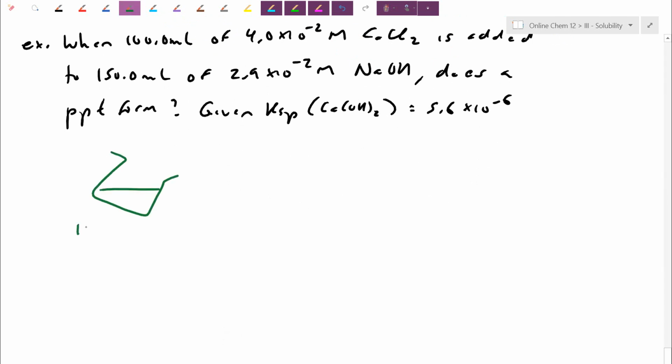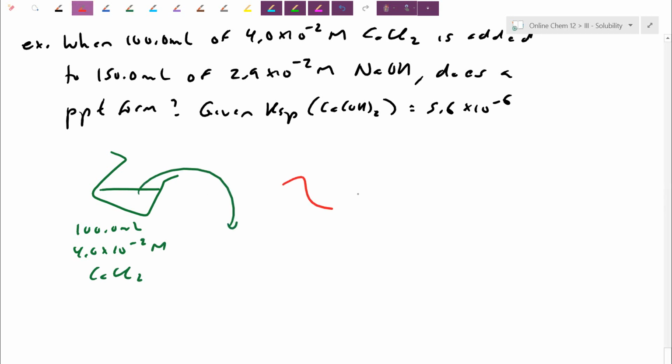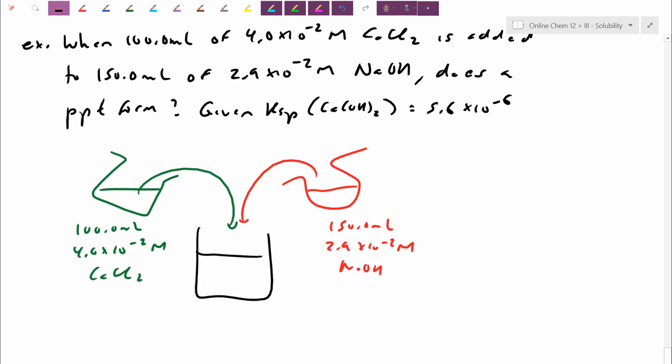Okay, so I'm going to work through this with you. We start off with 100 milliliters. The concentration is 4.0 times 10 to the negative 2, so it's 0.040 molar. This is calcium chloride. The calcium comes from this one source. On the other side, I have 150 milliliters of 2.9 times 10 to the negative 2 molar sodium hydroxide. Again, we'll do the easy question first. 100 mils plus 150 mils, the total volume is going to be 250 mils.